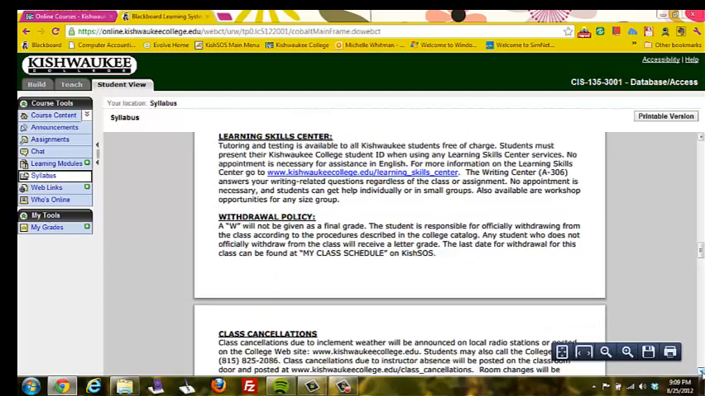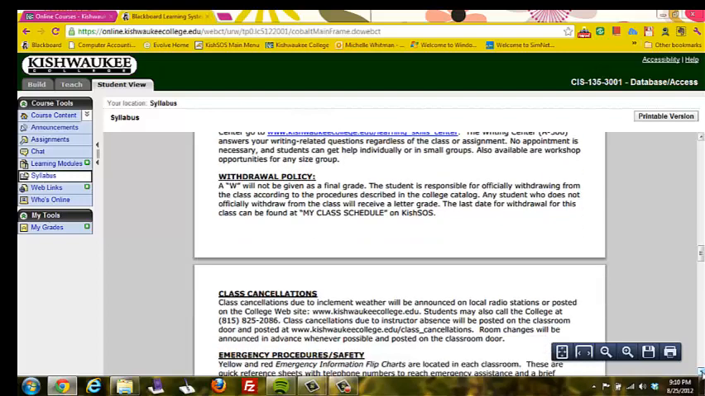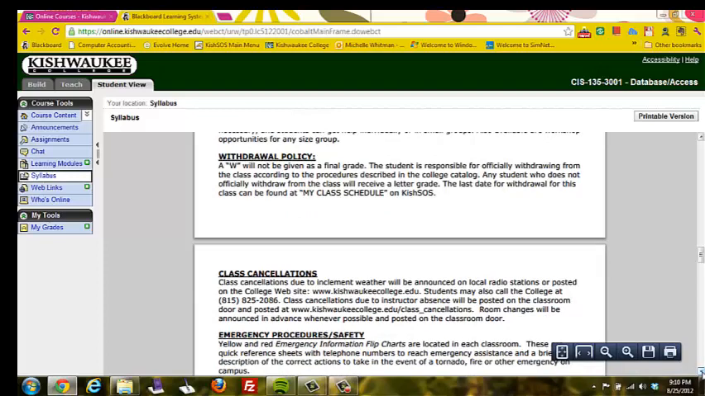Just some information here on campus. There's a Learning Skills Center, again a place where you can go with a small computer lab. Withdrawal policy: I usually will not give you a W as a final grade. You want to make sure that you withdraw from the class.